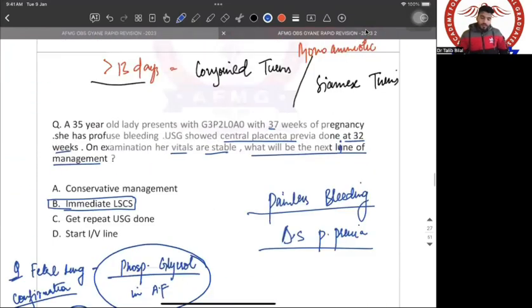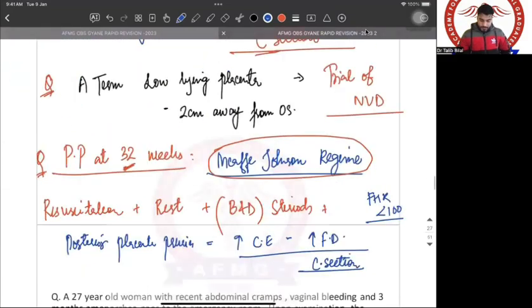So placenta previa at term, you will mark immediate LSCS. Placenta previa less than 37 weeks, you go with the McFadyen-Johnson regime. Posterior placenta previa, if going into distress, cesarean section. If there is a low-lying placenta, your answer will be first the trial of normal vaginal delivery. If it failed, then you can go with the immediate LSCS.